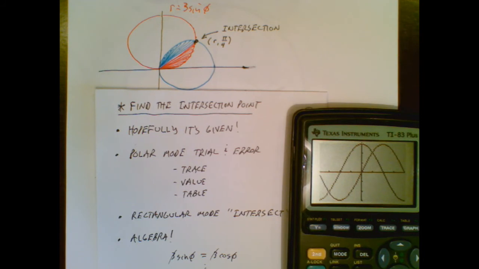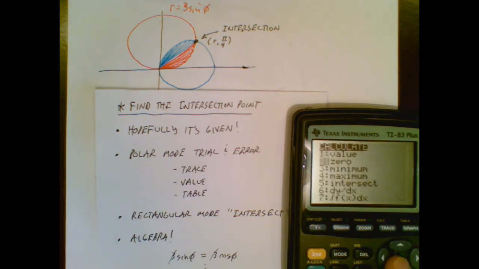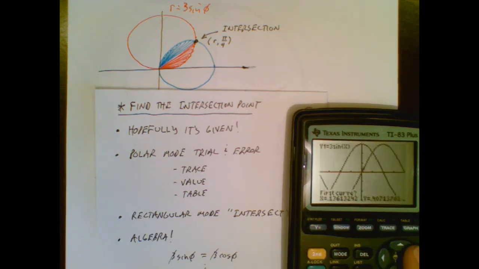If I find out where they intersect on function mode, that's the same thing as where they intersect on polar mode. So I would go second, calc, intersect, and do my thing, which is hope that the calculator does its thing. And of course, math is math. We get the intersection point in decimal form, pi over 4.